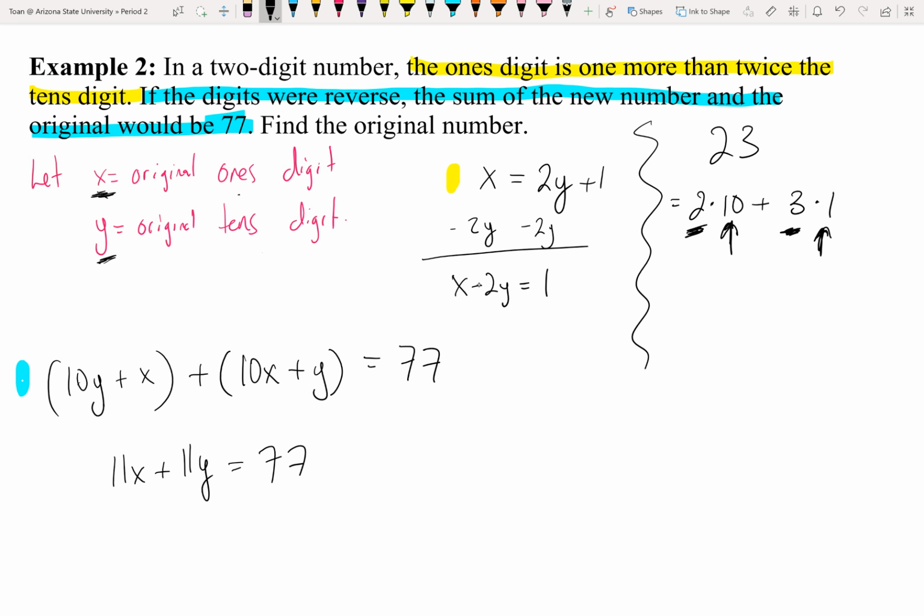So those are the two equations. That's the system you're solving. x minus 2y equals 1. 11x plus 11y equals 77. And then just go ahead and solve them like a normal question.